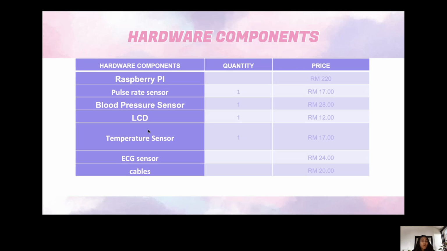So these are the hardware components: Raspberry Pi, pulse rate sensor, blood pressure sensor, LCD display, temperature sensor, ECG sensors, and cables. And I've given the quantity and prices for each.